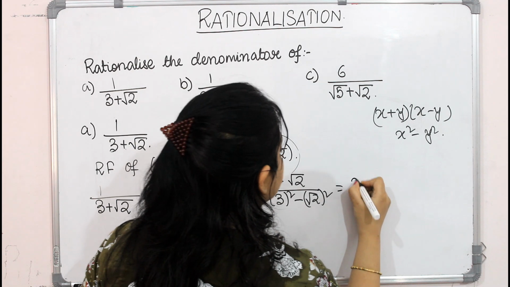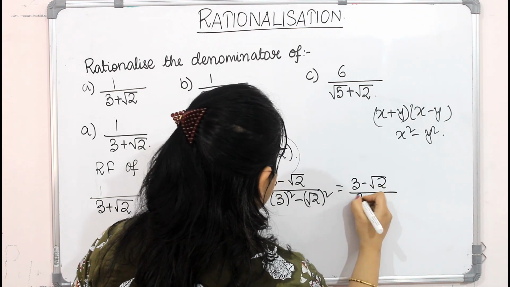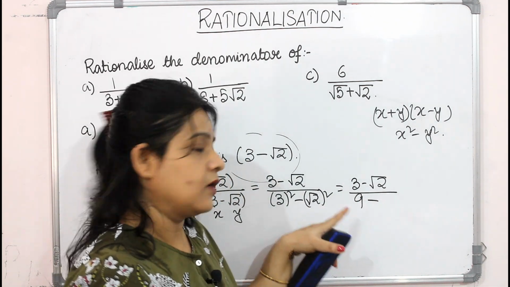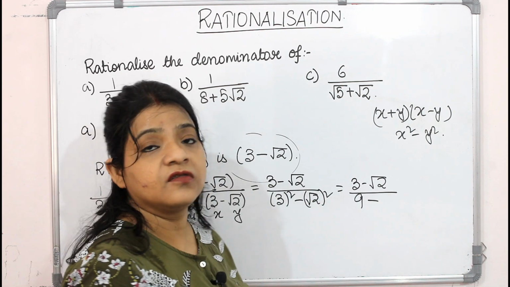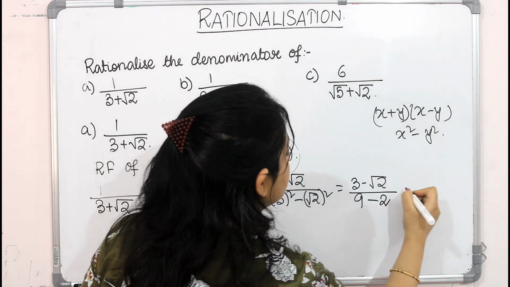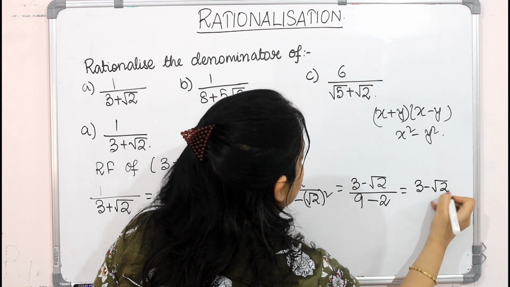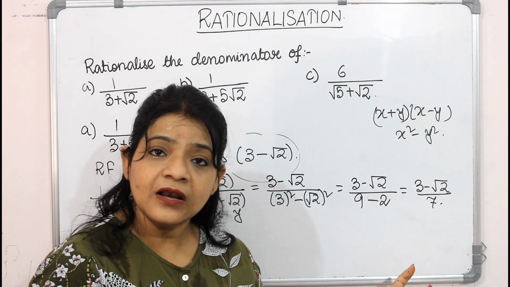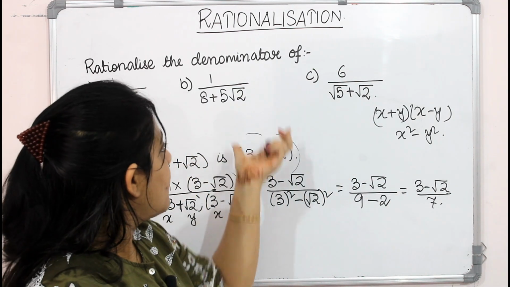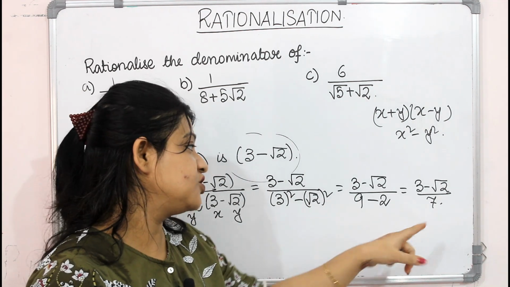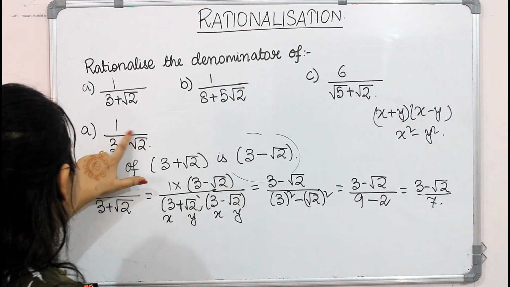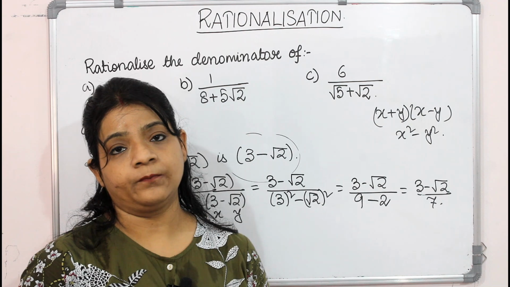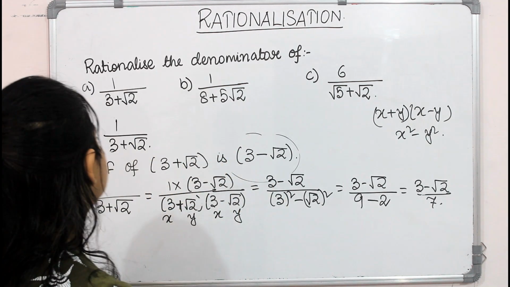Okay, so this will come out as 3 minus root 2 and 9. 3 square is 9 minus root 2 is what? Root 2 whole square. So root 2 whole square, this root and this square get cancelled, so you are getting 2. So 3 minus root 2 divided by 7. So what type of number is 7? 7 is a rational number. So see, by using the process of rationalization, you are converting an irrational number in the denominator into a rational number. Okay, clear? So let's move on to the next sum.